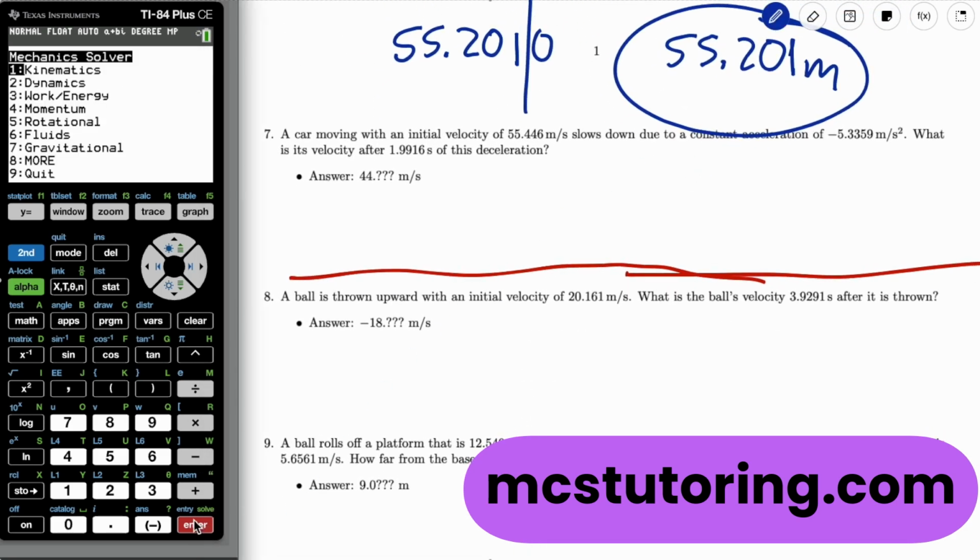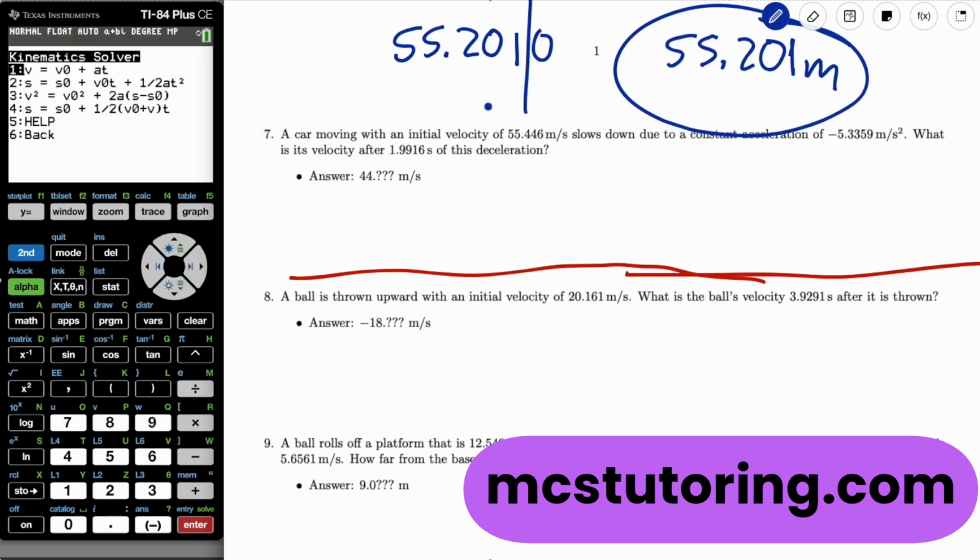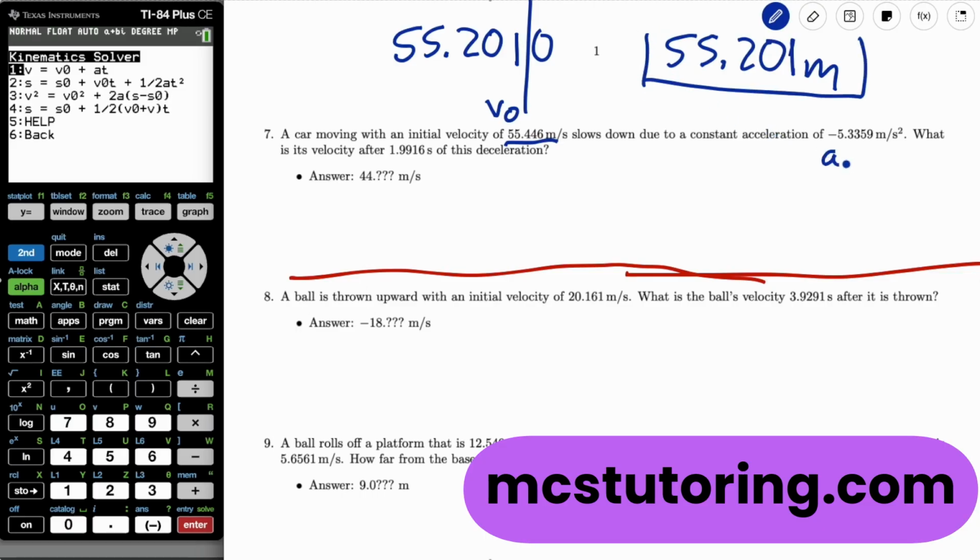Now we continue. Again, it's going to be the kinematics submenu. Now the initial velocity, so again, that's going to be V sub 0 right here. Due to a constant acceleration, I'm just going to erase this for a second. Constant acceleration, so A is negative, so I want to be careful entering that. What's its velocity after, okay, so that's time. So what we're looking for is V, and that really means final velocity. It should be V sub F, but hey, we can't have everything.